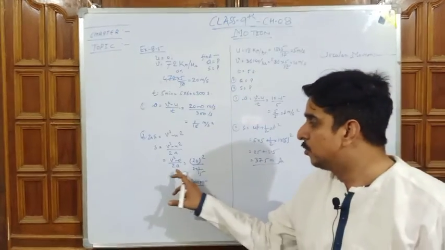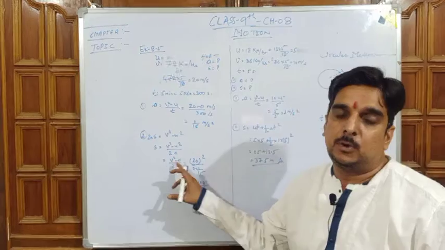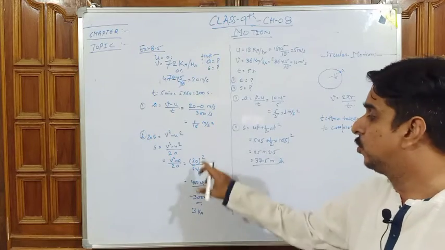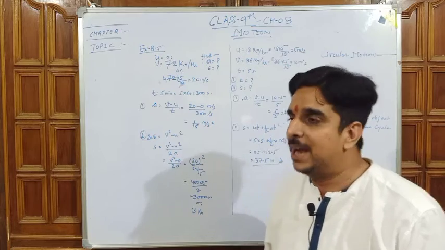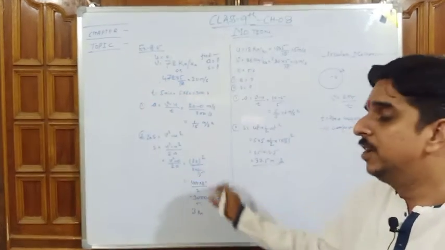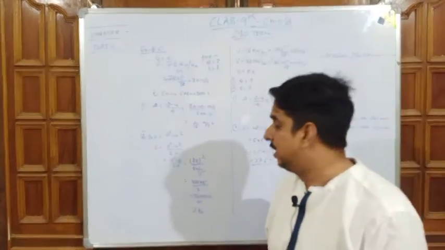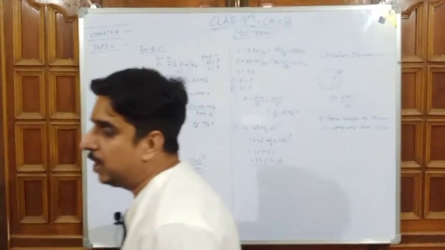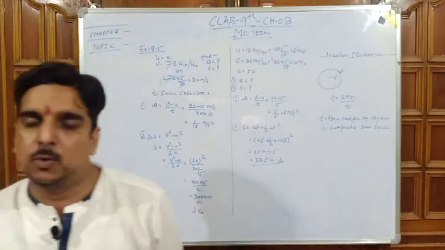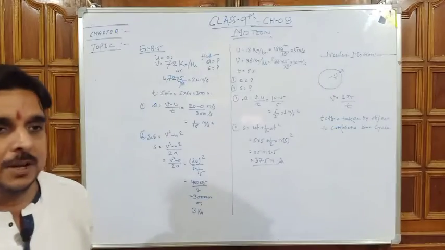So we will put 20 at the place of v, so 20 square minus initial velocity was 0, so minus 0 by 2 into a, and a will be 1 by 15. So after calculating we will get 3000 meter. So our answer will be 3000 meter.